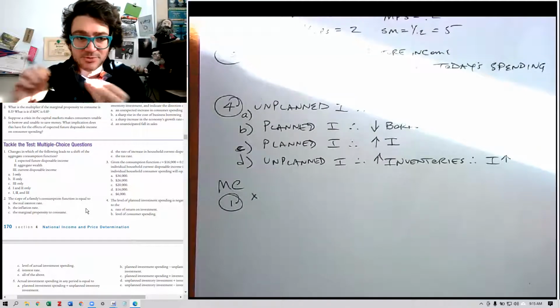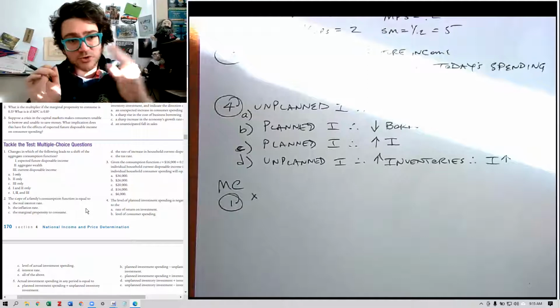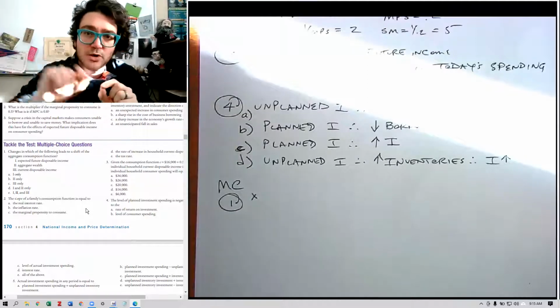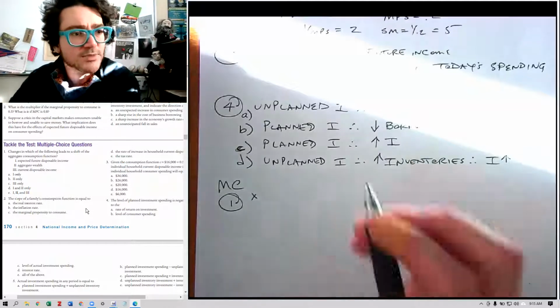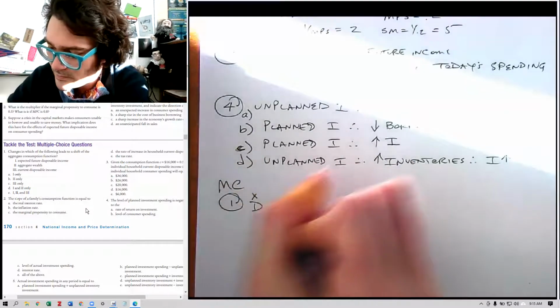So if your current disposable income changes, it's not going to shift that function around. It's just going to cause you to move along the curve to a different amount of consumption spending. So the correct answer here is D.